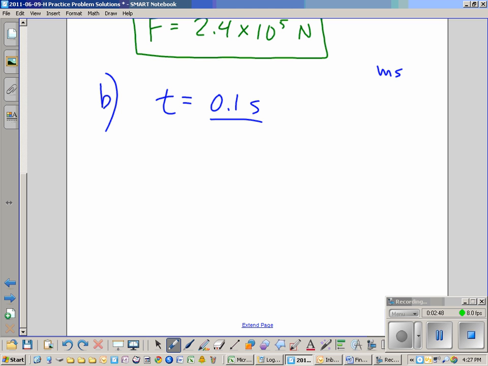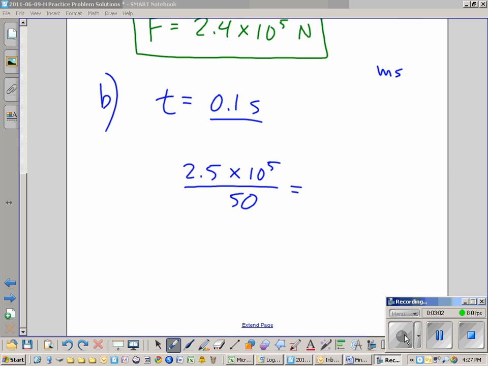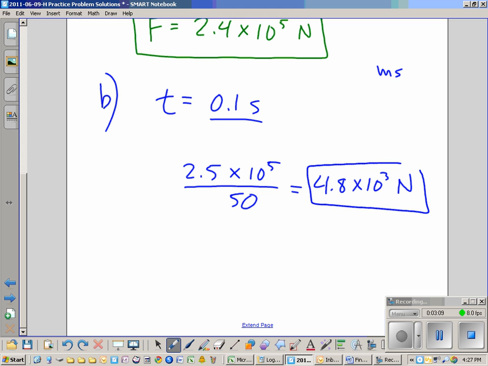So we could say 2.4 times 10 to the 5th over 50 is going to be much smaller. That's going to be equal to, let's see, 4.8 times 10 to the 3rd newtons. You can yell at me later for using a value that I already calculated to do that work. But considerably less force. Still, that looks like it might be painful, but considerably less painful than 240,000 newtons.